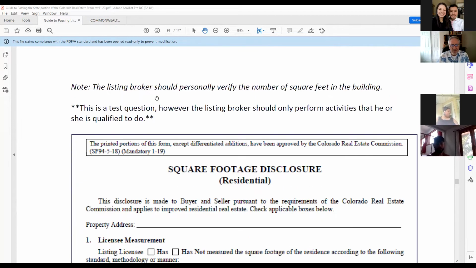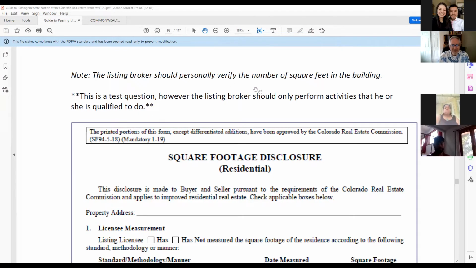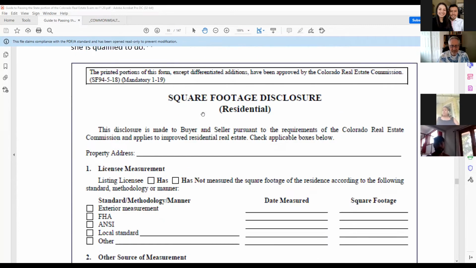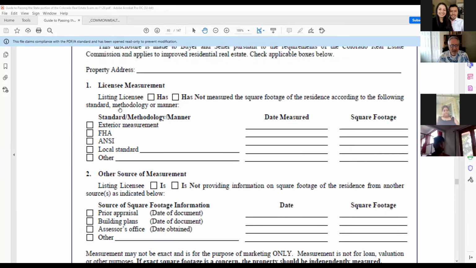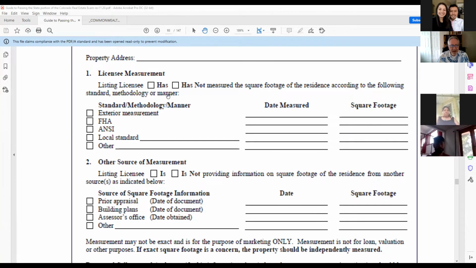It says your listing broker should personally verify the number of square feet in the building. There's different ways to do that. We don't have to measure it. We should only do the things that we are qualified to do. So let's take a look at this disclosure form. We're disclosing to the other side, this comes from the seller side, what the square footage of the property is. So we put the property address in here, and then the licensee measurement.